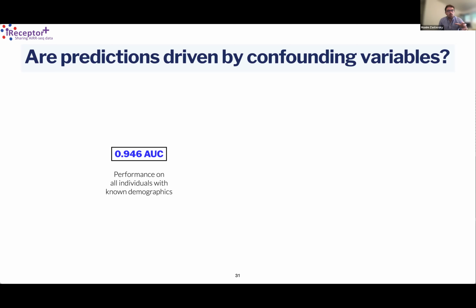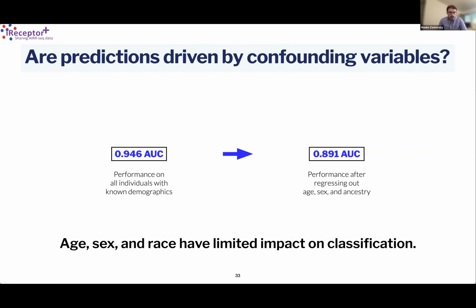First, let me show you the performance on the subset of individuals with known demographic data without adding those controls. And here we get 0.94 AUC. And then after controlling for age, sex, and ancestry, the score drops slightly to 0.89 AUC. This slight drop means that demographics have an effect, but only a modest effect on classification. And 0.89, that's a more reasonable value, and it's still better than the 0.82 AUC of the standard CDR3 clustering model before any controls were added.